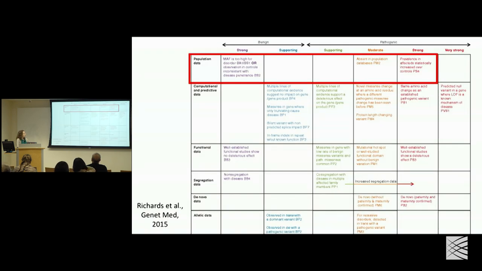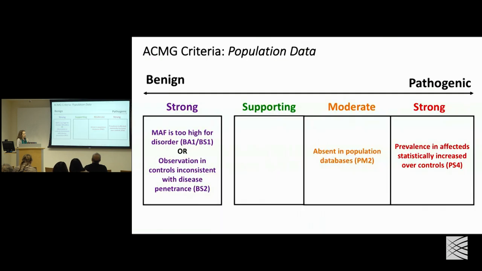These are the guidelines that we use, and I'm actually just going to focus on the population data here. I have zoomed in on that line so you can actually read it. What we're looking for is: is the variant too common in the general population to be causing your disease? Is it absent or very rare in a population database, or do you see it overrepresented in cases versus controls, which is more of a case-control study than strictly using a reference population database?